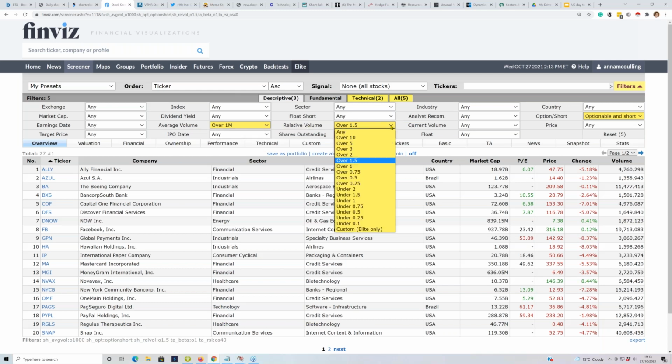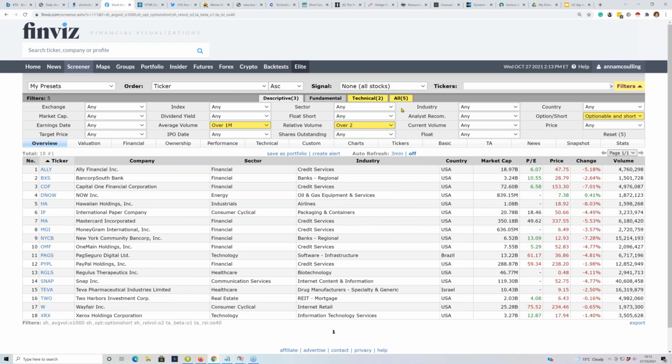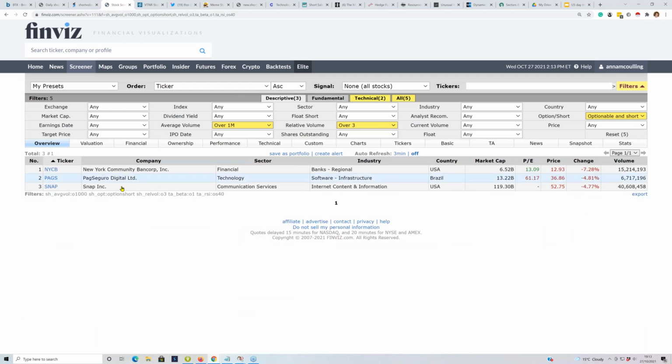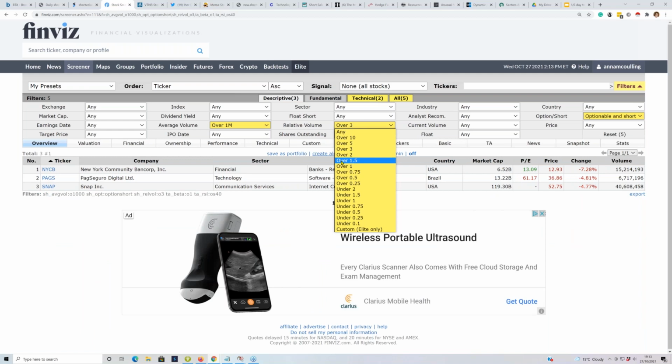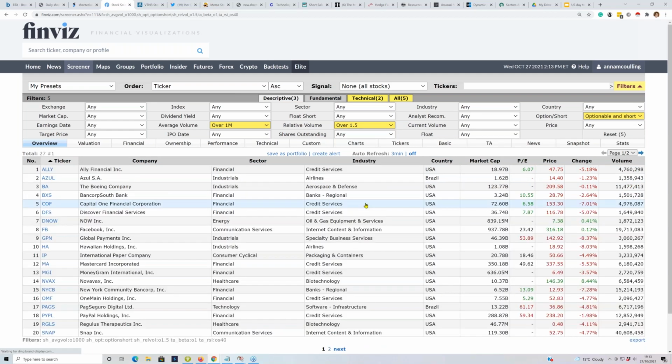And you can adjust that. If you want to go over 2, you will find that will immediately cut it down as well, and you could go even over 3. You may be really restricting yourself. But as I said, it's a great site for practicing all this stuff. See what happens when you put these different filters on and what it throws up.